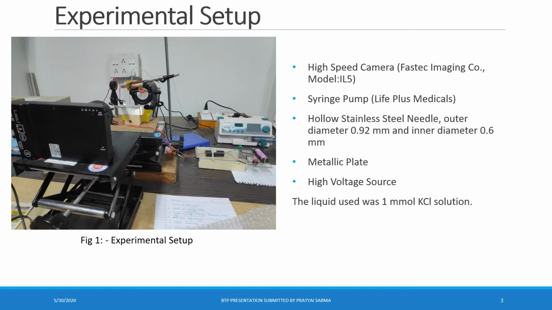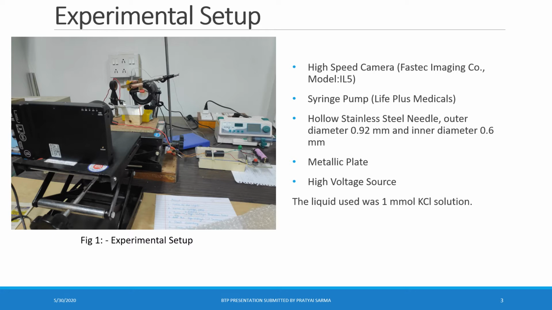So the basic experimental setup is as shown in the figure. It consists of 5 main parts. We have the high-speed camera, which is used for viewing the motion of the droplets. Then we have the syringe pump, which provides the different flow rates used in the experiment. Then we have a hollow stainless steel needle and a metallic plate, which are placed beneath each other. And we have the high voltage source, which provides the high voltage used in the experiment. The liquid used in the experiment was 1 millimolar KCl solution.